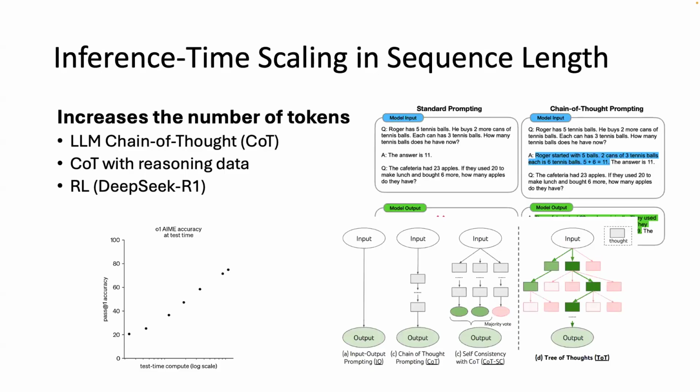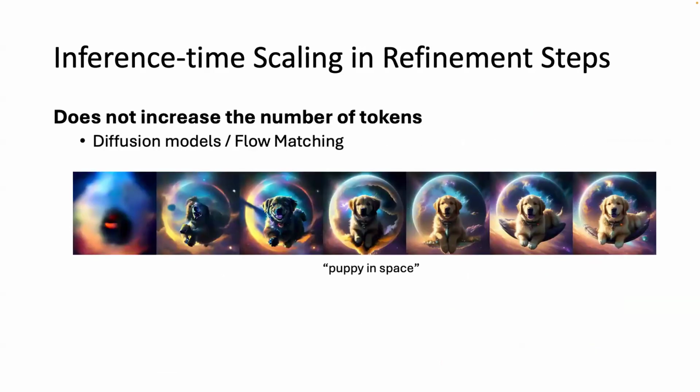So you have the language model setting, where you try to have chain of thought, which is one way of increasing the number of tokens being used. You can also do chain of thought with reasoning data, and you can also do reinforcement learning on top of these cases. And as you can see, oftentimes increasing the sequence length at inference time will make the models better at many tasks, including ones that are, for example, math and programming. So scaling the sequence length definitely helps.